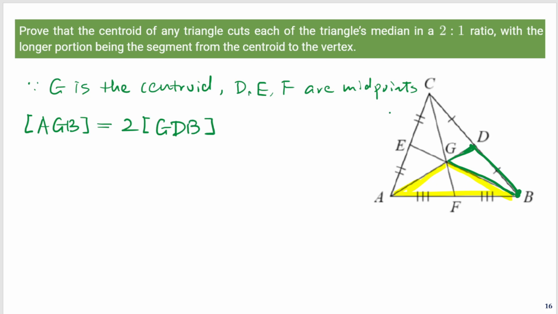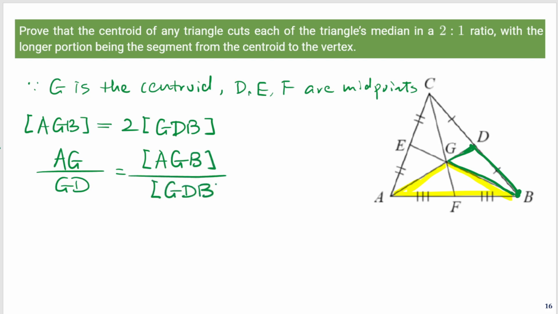And the two triangles share the same altitude from point B. Therefore, we have AG over GD equals the area of AGB over the area of GDB, which means you have a number 2 here, right? So that means the length of AG is twice the length of GD. Did you get it? And similarly, CG is twice GF, and GB is twice EG. You see that?